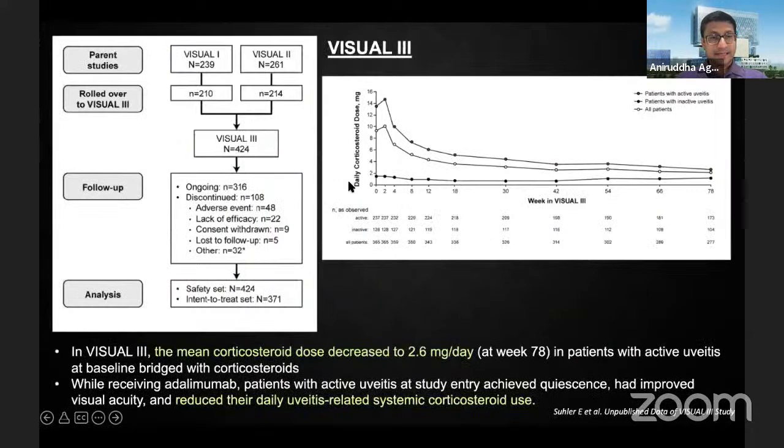Now, in Visual 3, the mean corticosteroid dose actually was quite low. It reduced to 2.6 milligrams per day at week 78. So in patients with active uveitis bridged with systemic steroids, remember, it's very useful to bridge them with corticosteroids and then continue your biological therapy. And this will also reduce your systemic adverse events.